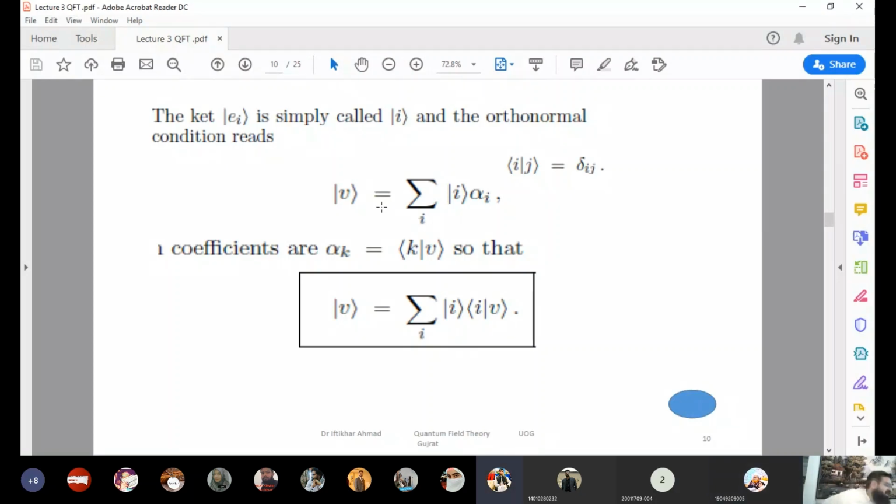Similarly, we already explained what alpha k is. Alpha k is equal to the inner product of ek with v. So again you put ek equal to bra k, and bra k into v. So putting the value of alpha k, that is alpha I, in the above equation, you get this notation. Okay, understand this notation, everybody? Inside this rectangle.